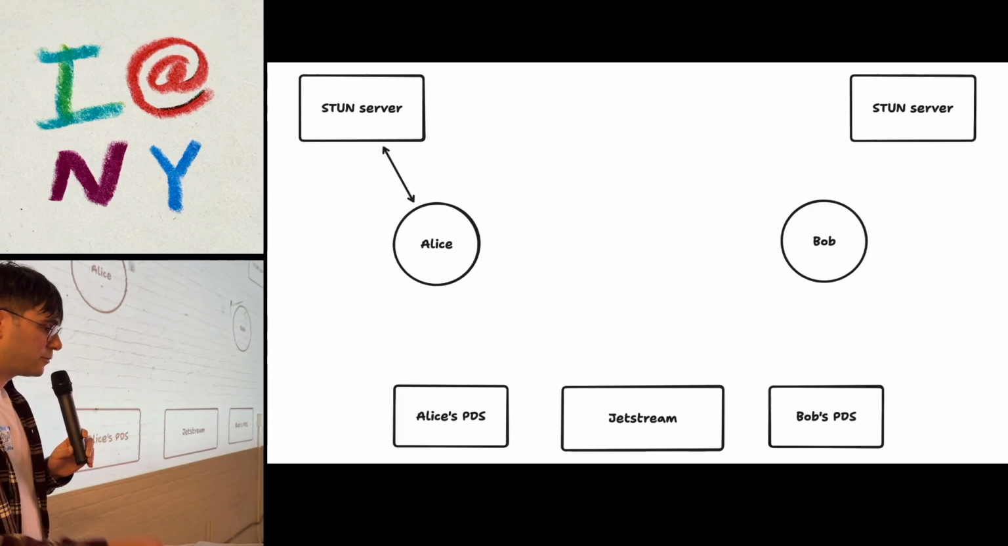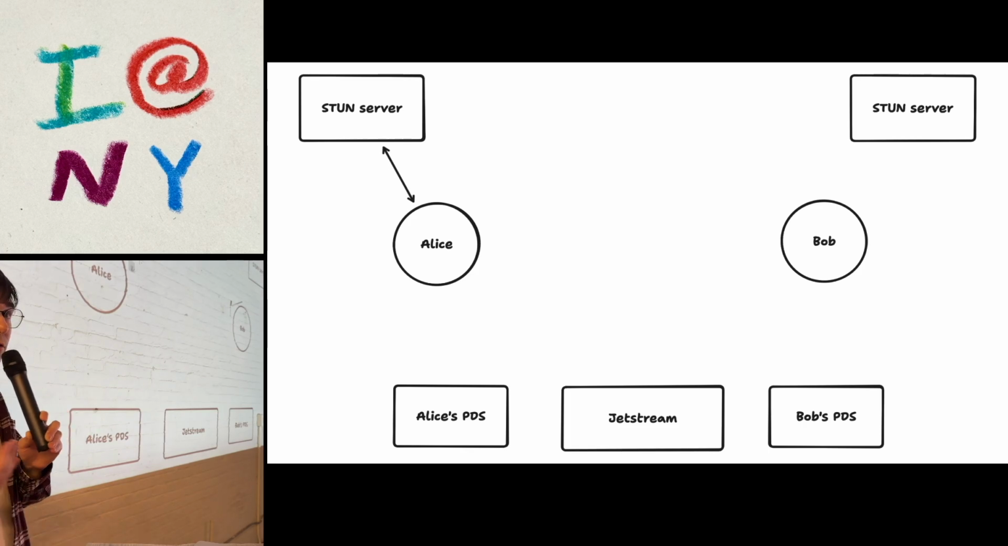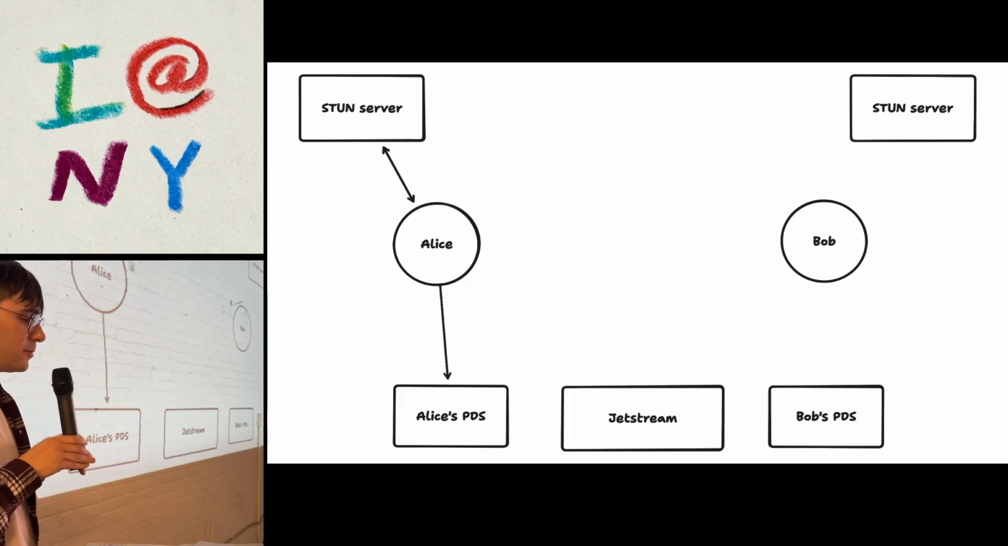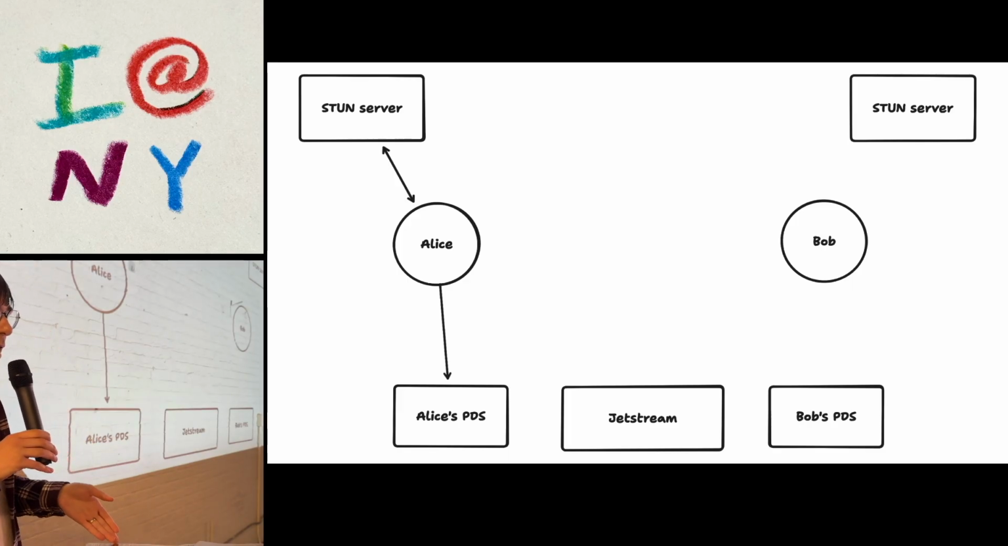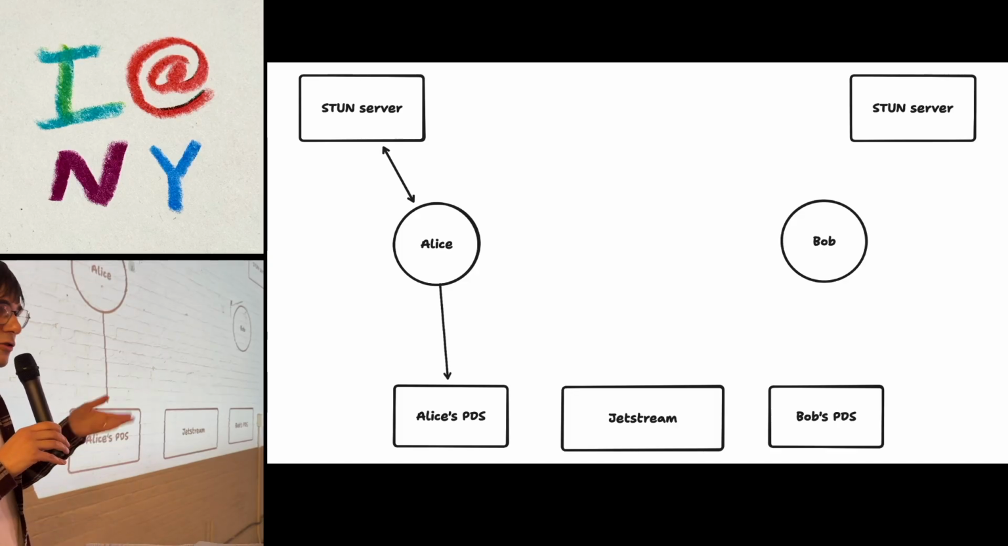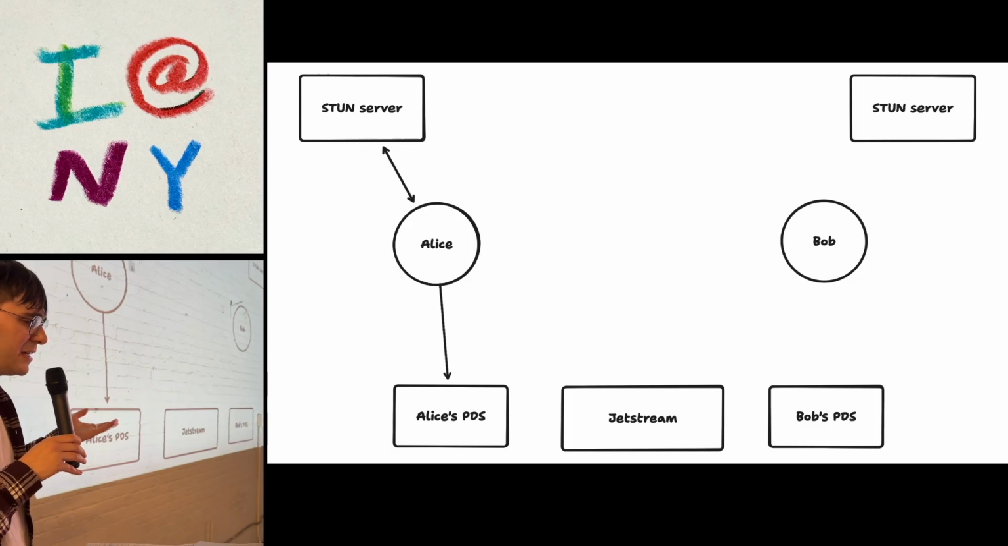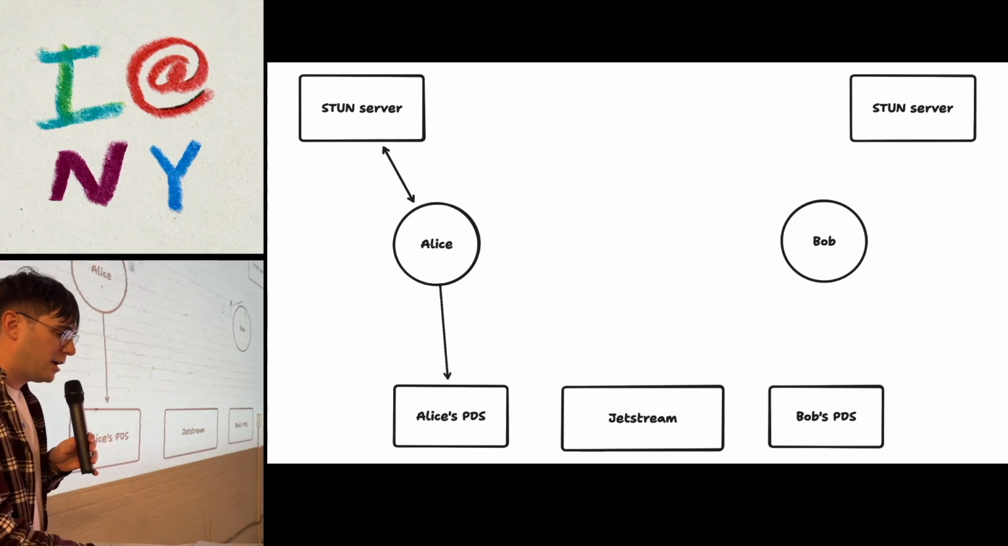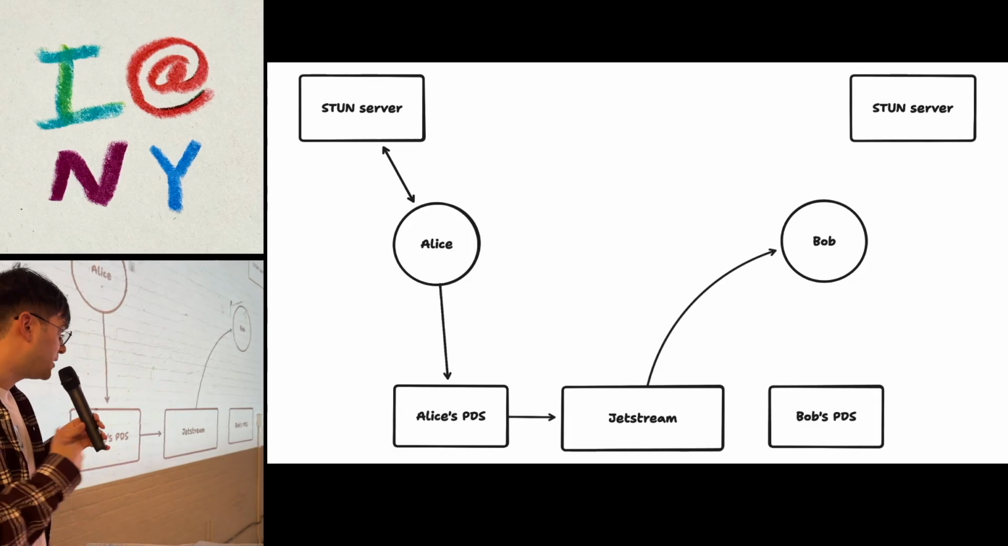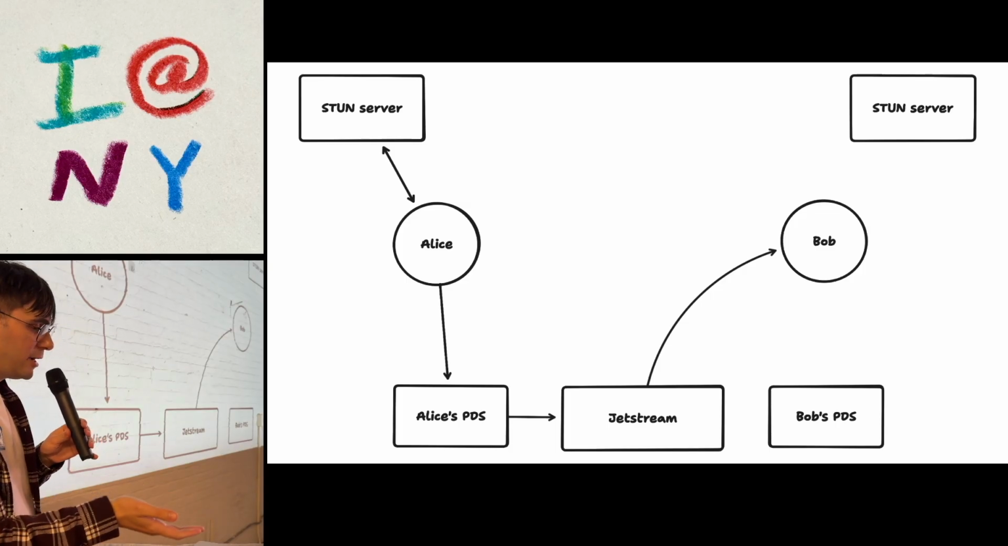So here, how it works is, first Alice will still STUN. She needs to find out how to find herself on the internet. And then she will write a special record to her PDS that contains her candidates and Bob's DID, which she has the handle, she can resolve it. And maybe I should say like alice.com and bob.com. And then the PDS will push that over to the relay and the Jetstream.